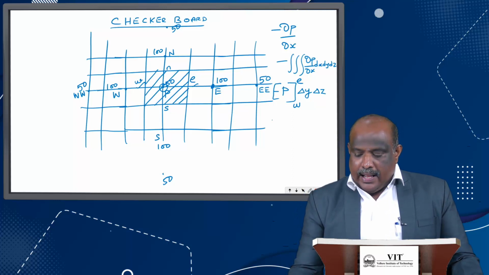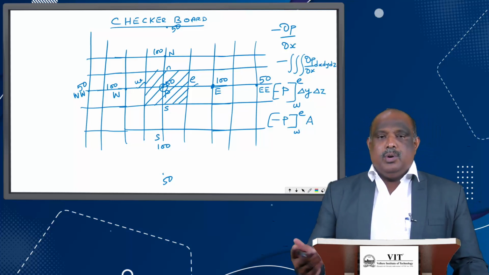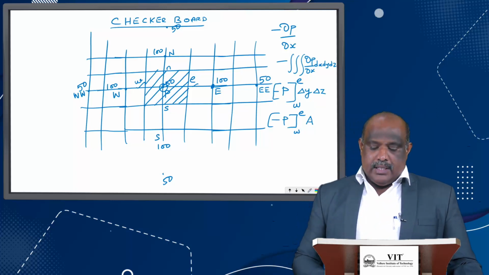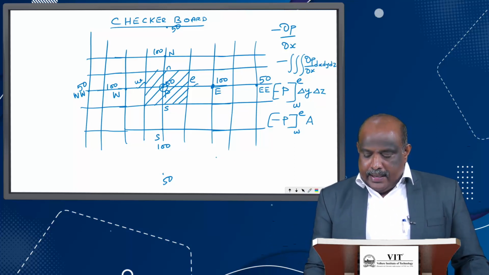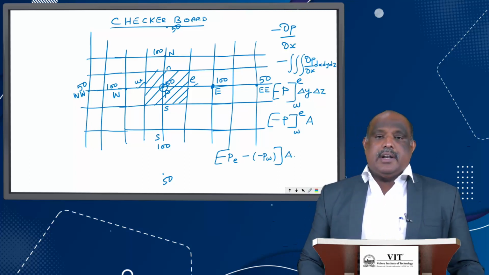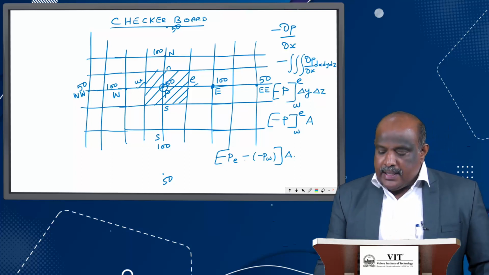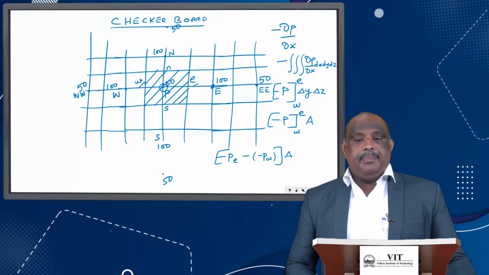Otherwise, I can put it like this: minus P from W to E times delta y delta z. This delta y delta z can be called the area. This is nothing but the area, because you know length into breadth is the area of this cell. Now I am going to apply the limits of integration. So it will become minus PE minus of minus PW, into area. So I am just trying to apply the limits. This minus sign is coming because of upper limit minus lower limit, and this is because the formula already has minus P. So I hope you got it.